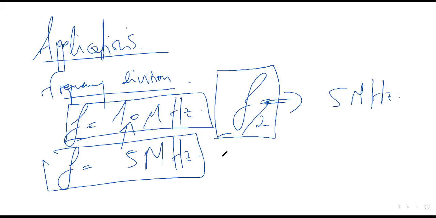How do I do that using the flip-flops? We have a frequency divider by 2, which is made of a D flip-flop. Basically, it's like this.